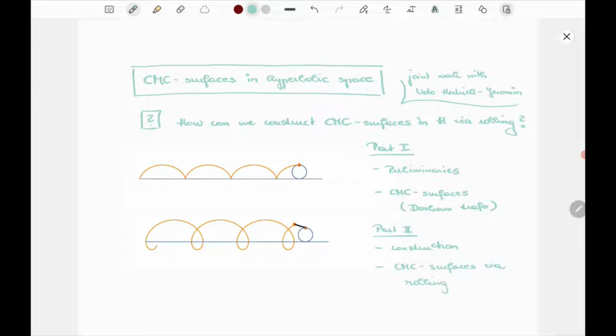So the goal in the second part is to find pairs of surfaces such that if you roll those two surfaces onto each other and choose a suitable initial point, that initial point under the rolling will generate you CMC surfaces in hyperbolic space.